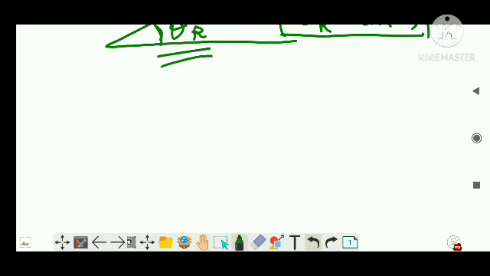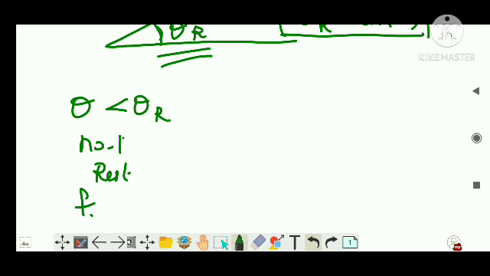So we can make a table like this. If the angle is less than the angle of repose, there is no sliding, and that means the block is at rest. That means static friction is acting.